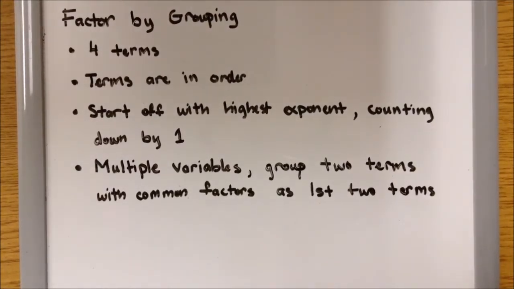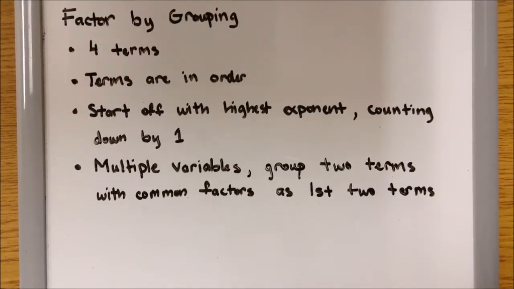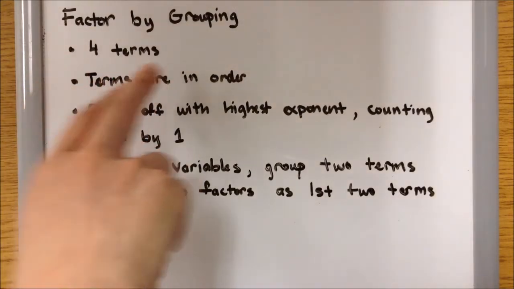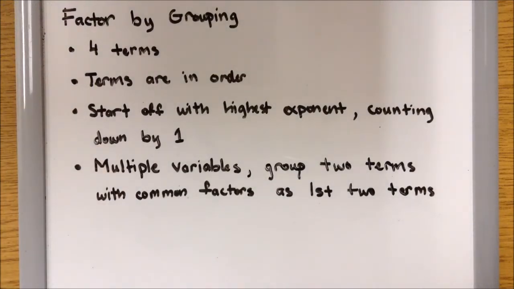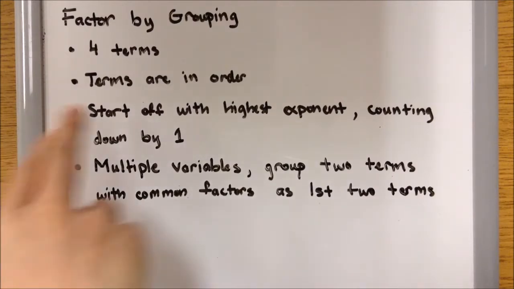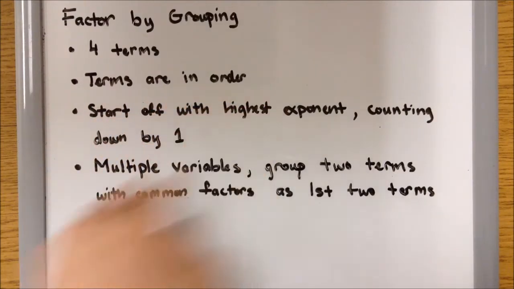For factoring by grouping, you're going to use this method only for certain situations, certain cases. So when you see a problem where it asks you to factor, if you see 4 terms, that means that you're going to be factoring by grouping. So 4 terms mean there's 4 parts, regardless if it's positive or negative. When you have something like that, the first thing you got to check is, are the terms in order.